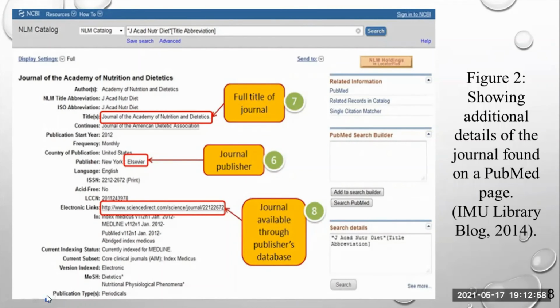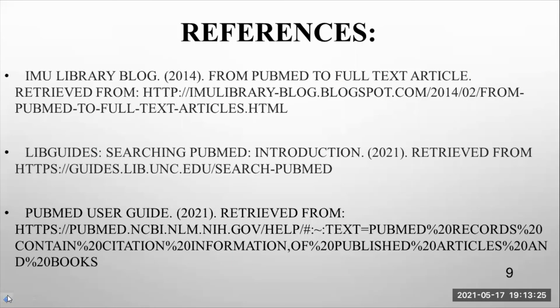Yes, and on this tab, it consists of additional detail on the journal that was found on the PubMed page. These may include the full title of the journal publisher, which will be beneficial when referencing this journal. And lastly, it could include links that will lead you to the journal that is available through the publisher's database. And then we have our references.